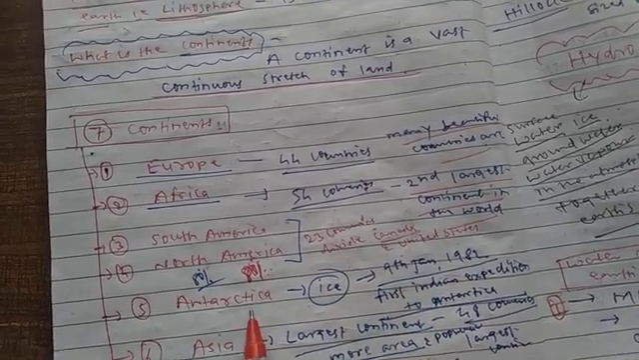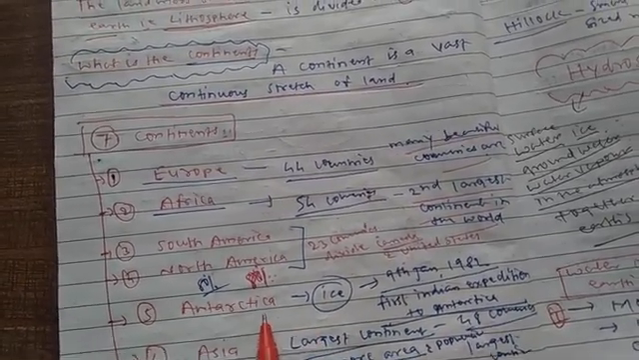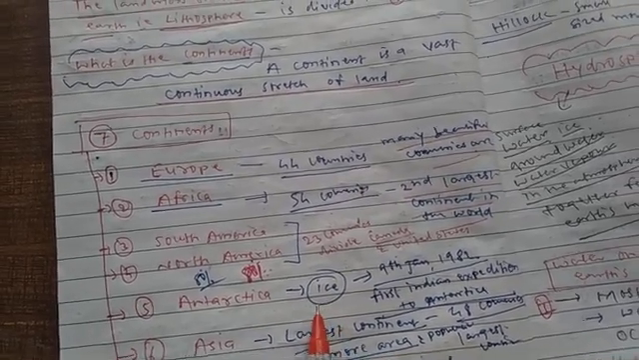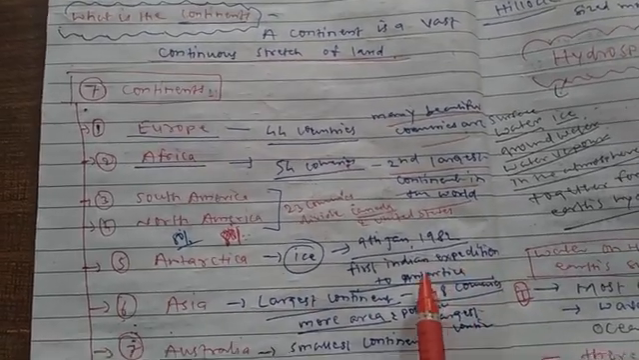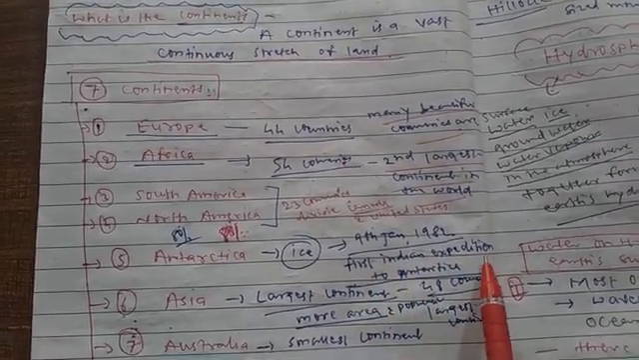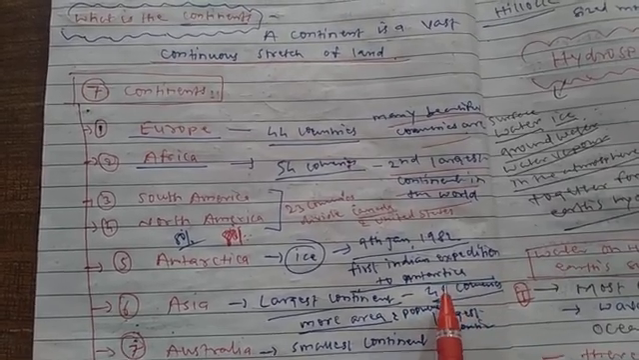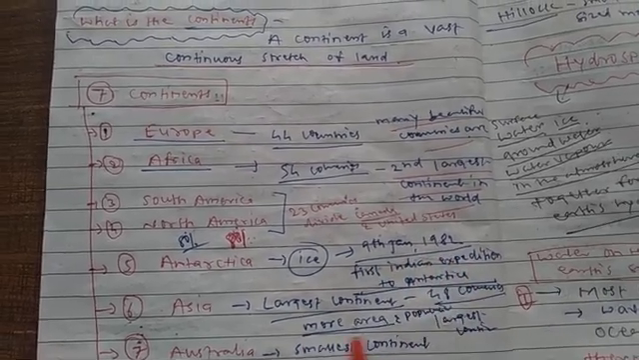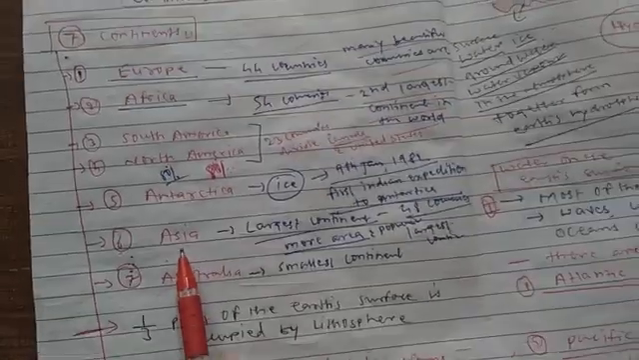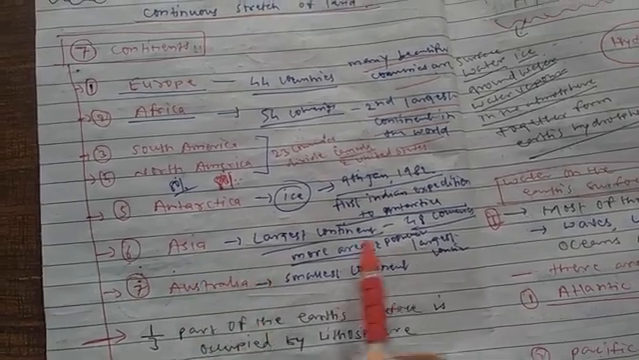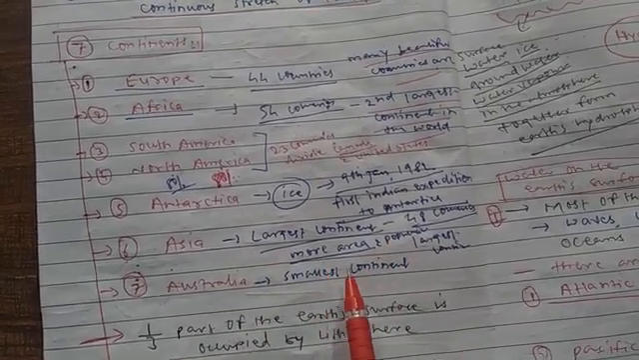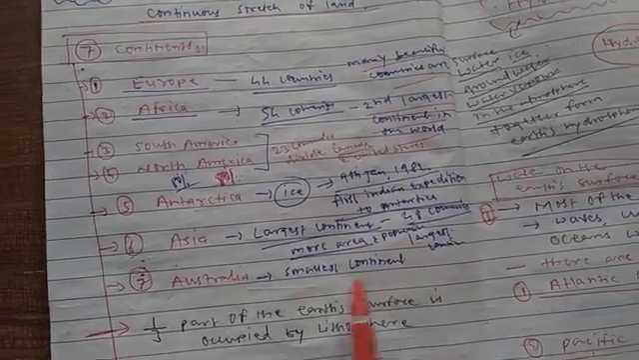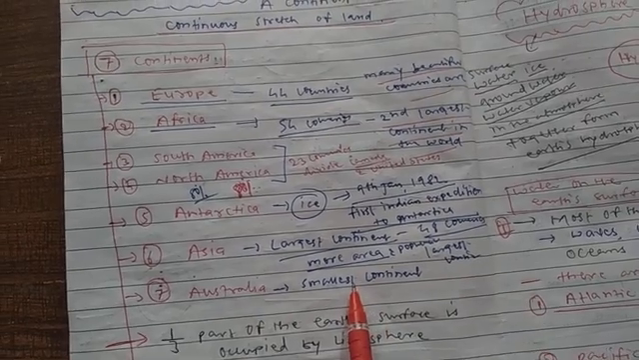Antarctica is also a continent, which is constituted of ice only. India's first Indian expedition to Antarctica reached there on 9th January 1982. Asia is the largest continent in the world, with the most area and the most population. Australia is the smallest continent.